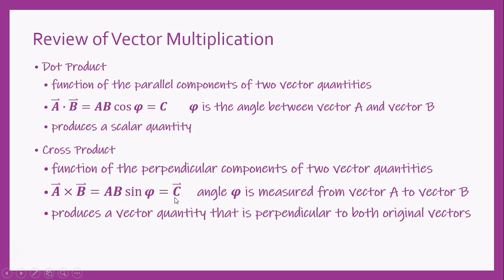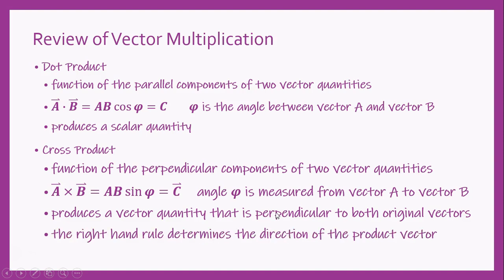And as you can see up here, the product C is also a vector quantity. And interestingly, this vector C is perpendicular to both of the original vectors. So that means it's going to lie on the Z axis. And finally, the right-hand rule determines the direction of the product vector. We'll get into the details of the right-hand rule and how to apply it later on in this podcast.